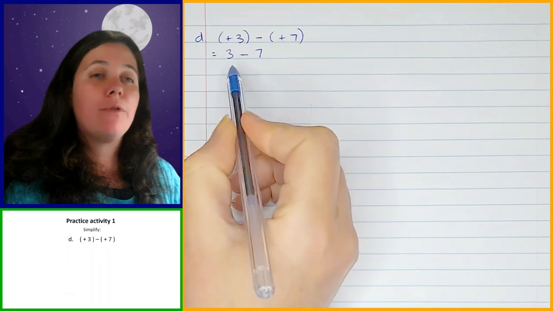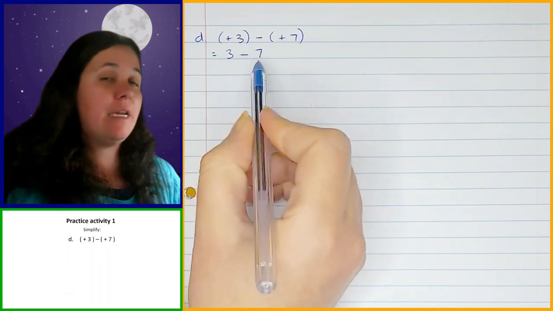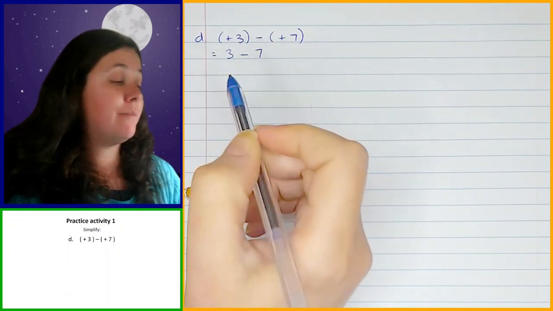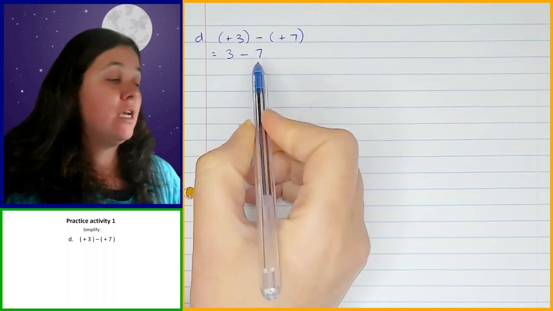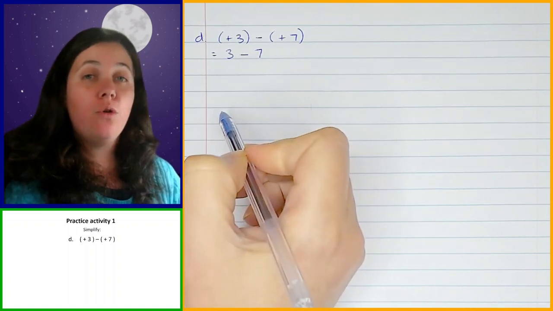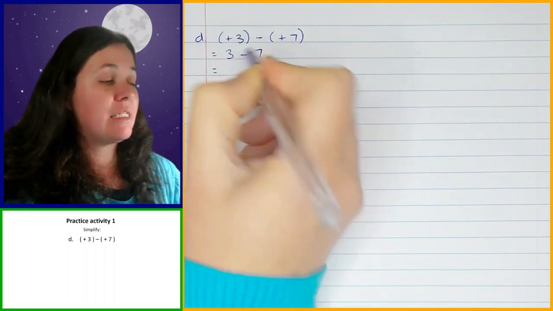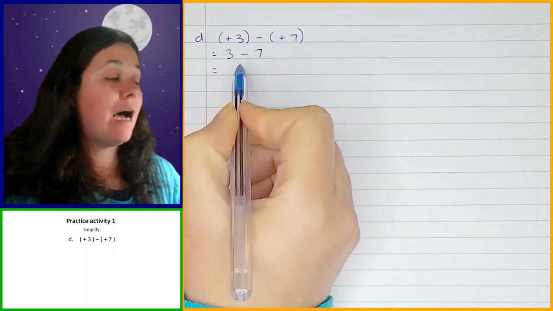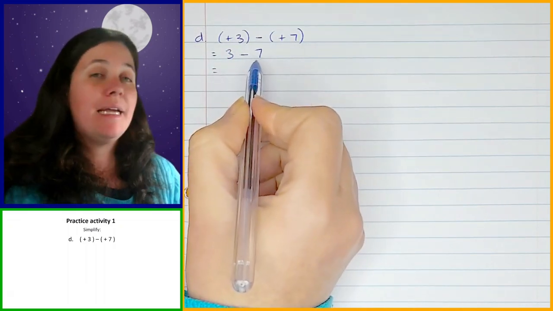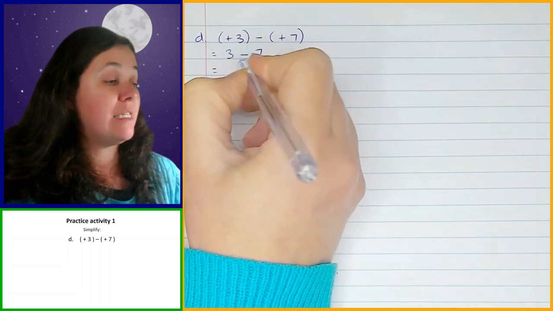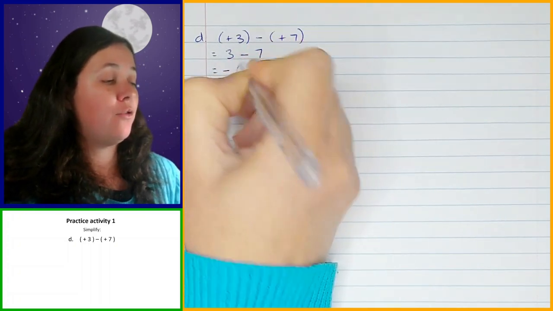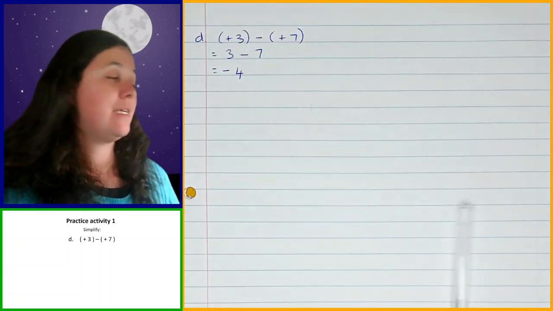Right, so now we have 3 minus 7. I've got a positive and a negative, so I need to subtract the absolute values. So 7 minus 3 is 4. And then my answer is going to get the sign of the integer that has the higher absolute value. So in this case, it is the 7, which is negative. So it's going to be negative 4. So that's what you should have got for question D.